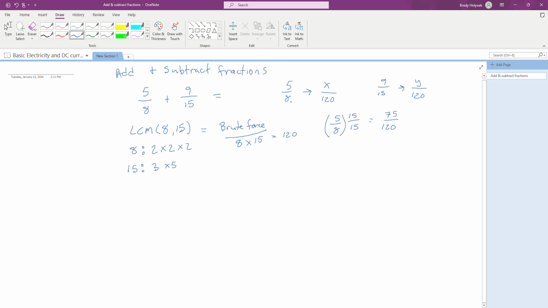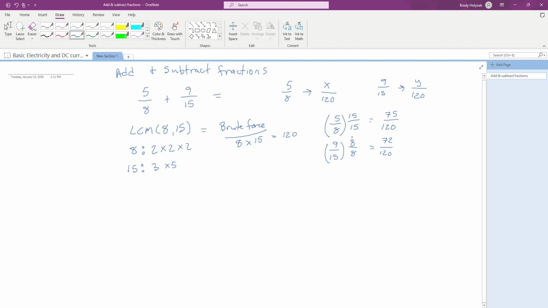So our 5 over 8 becomes 75 over 120. And then we have to do the same thing for 9 over 15, and we want to equal that to be our 120 again. So our 15 is going to be multiplied by 8. To keep this mathematically the same, we have to go 8 over 8, which is 1. And so we get 9 times 8, which is 72. And then again, our 15 times 8 is 120.